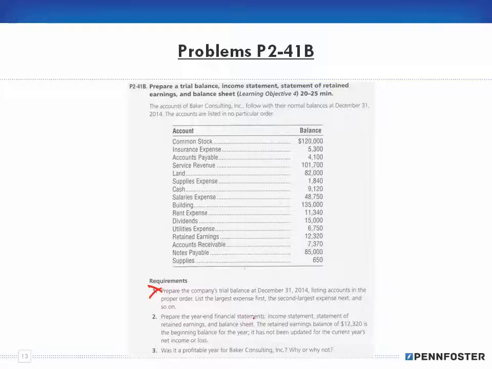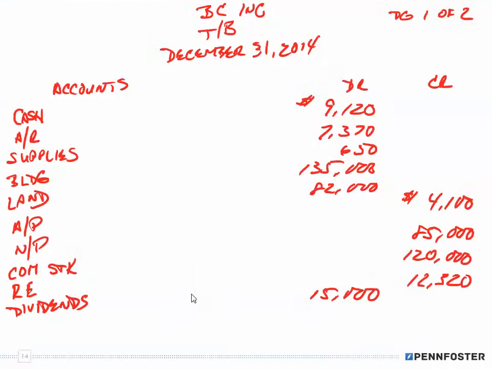So now we're going to prepare the financial statements, the year-end financial statements: income statement, statement of retained earnings, and balance sheet. Most likely I'll do the income statement in one video and then try to squeeze the retained earnings and the balance sheet in another video. Okay, so let's see where I go here.